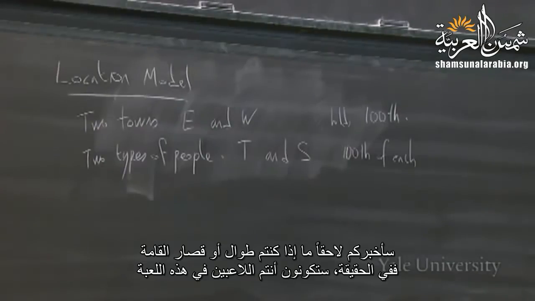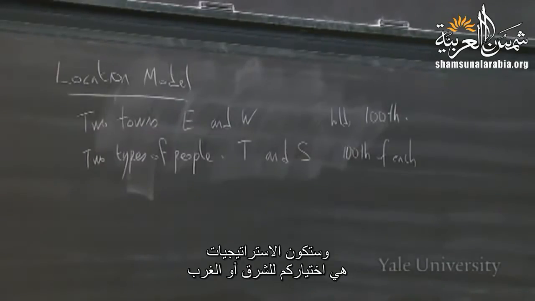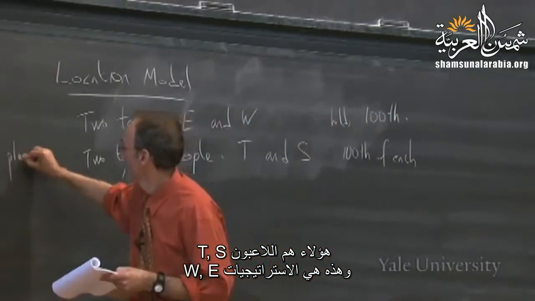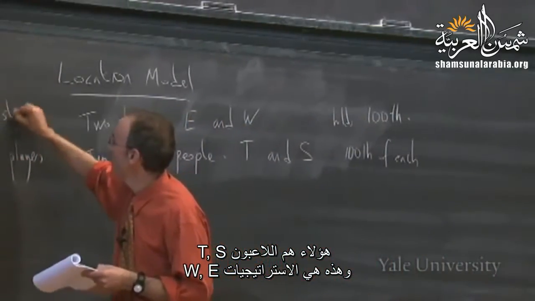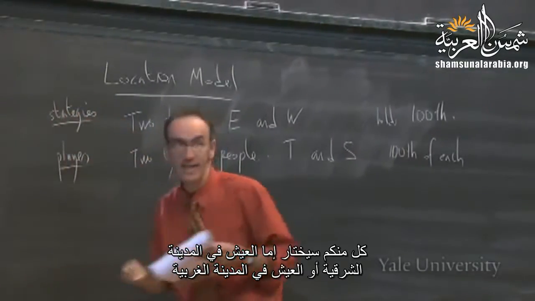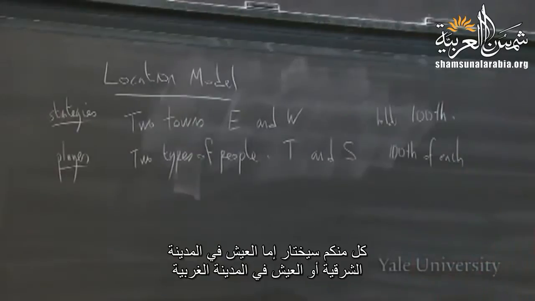Right? So actually, you're going to be the players in this game. And the strategies are going to be a choice of whether you choose east or west. All right? So these are the players. And these are going to end up being the strategies. Each of you is going to choose, do I want to live in the east town or do I want to live in west town?